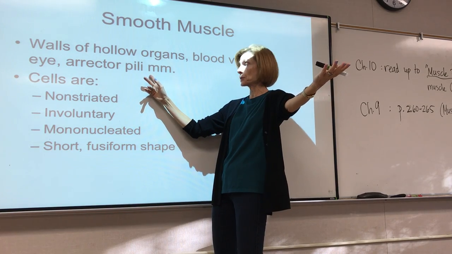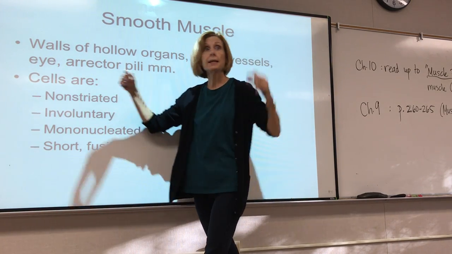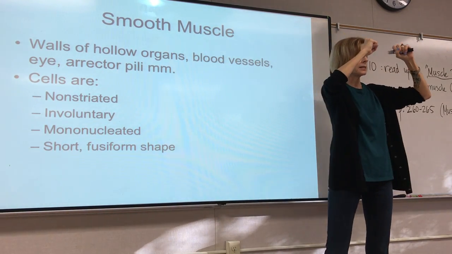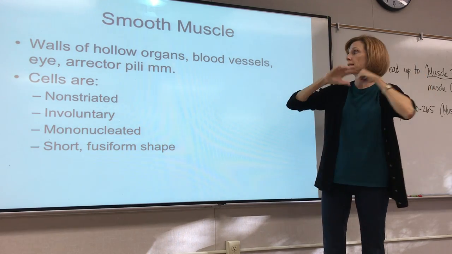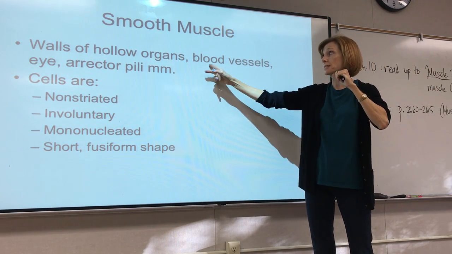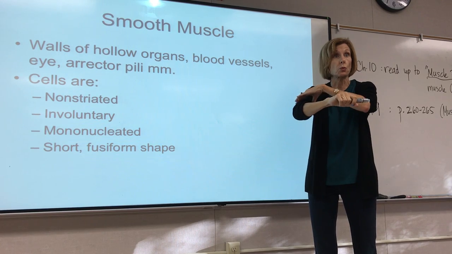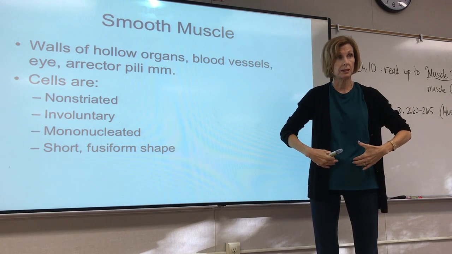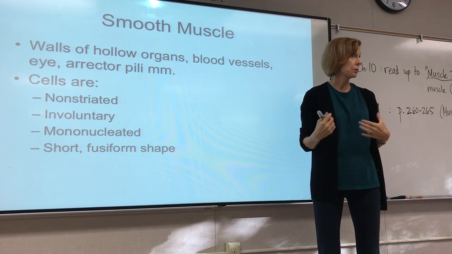You guys remember erector pili muscles? They are this type of tissue. We have this in the eye. This is what controls the size of the pupil and the shape of the lens. The walls of blood vessels, this is the muscle that controls where the blood is traveling. Also helps to control blood pressure.